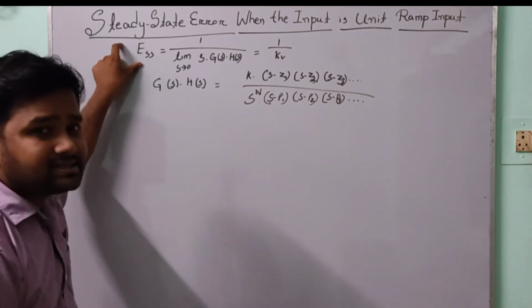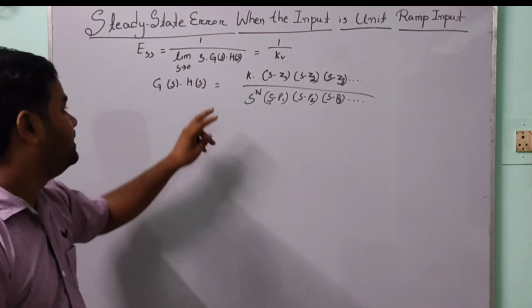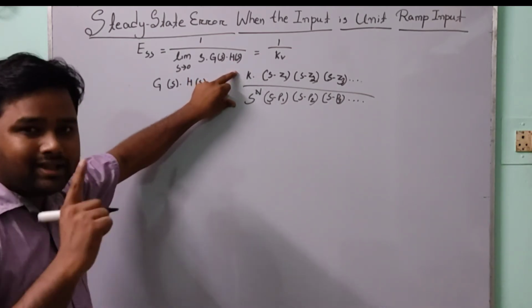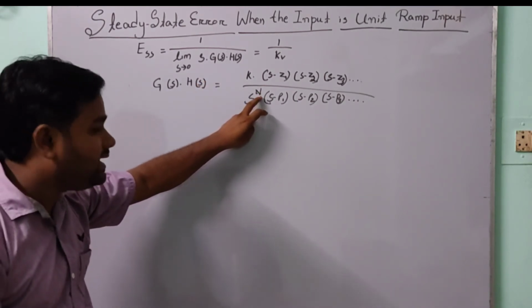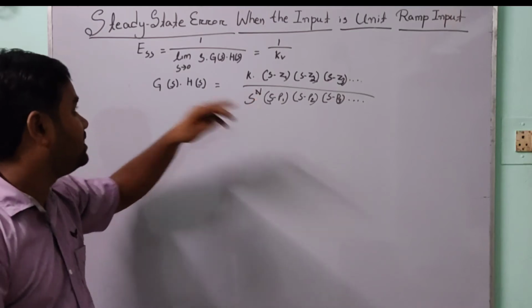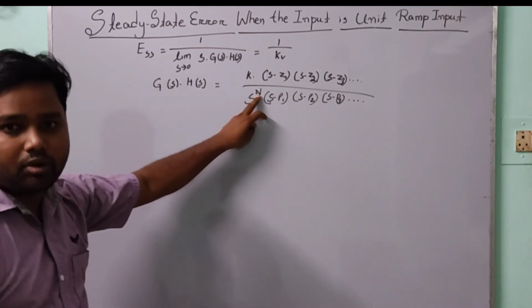The value of ESS depends purely on this formula, and in this formula one thing is varying, that is s power n. So depending on the value of n, the type of the error changes. n is the type of the system.